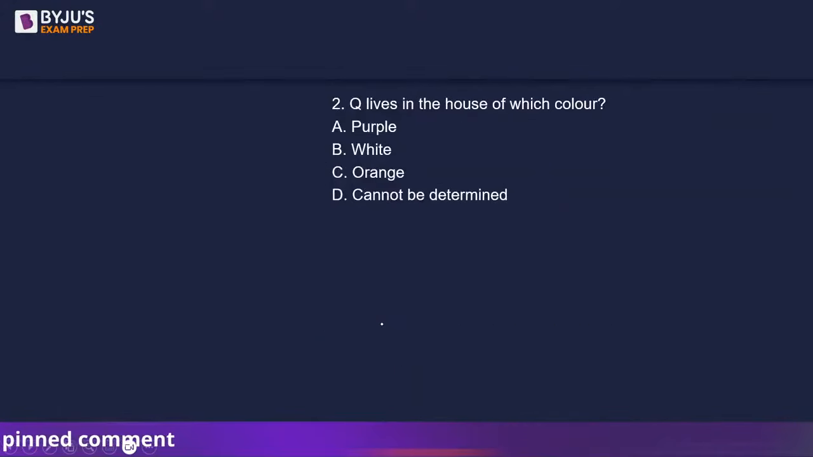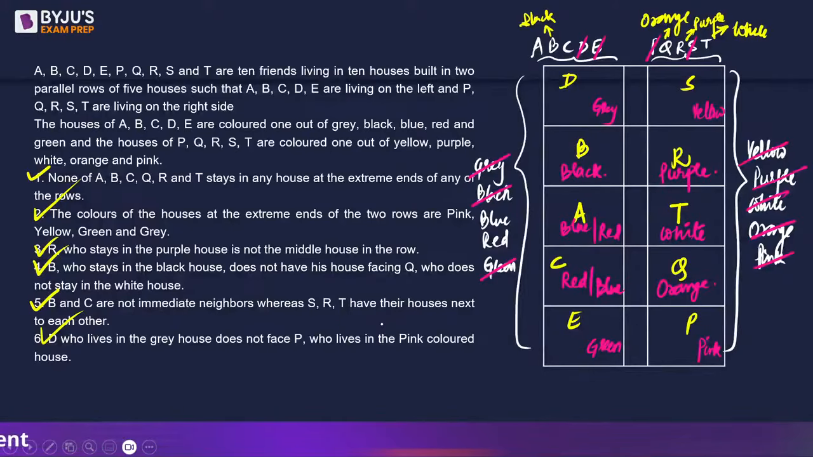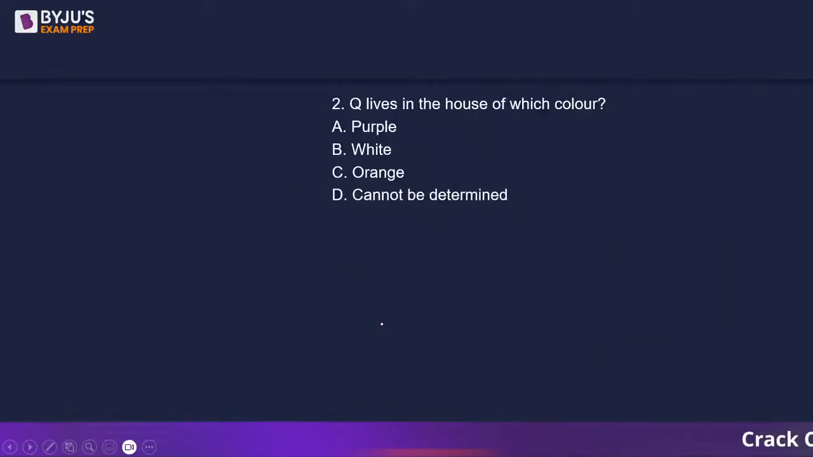Second question, Q lives in the house of which color? Q lives in the house which is orange in color, right? So, C हो गया आंसर.